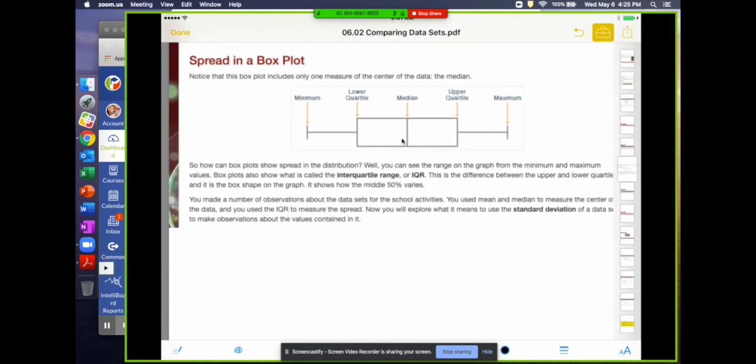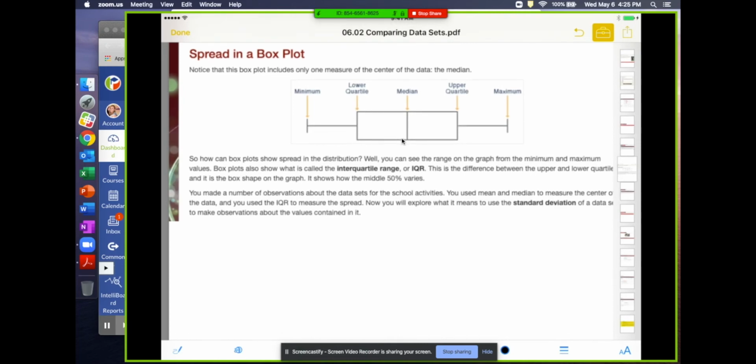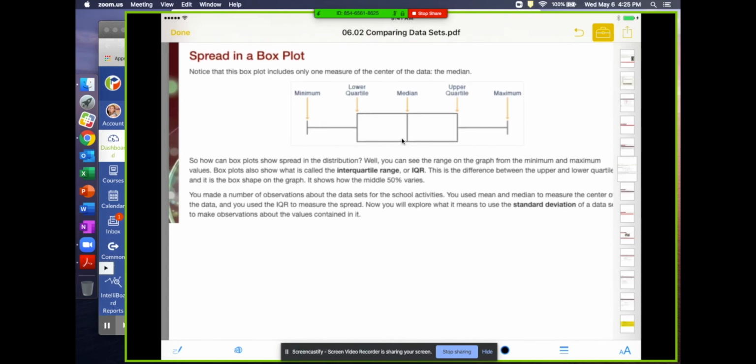Now, when we're talking about spread in a box plot, so how can box plots show spread in distribution? Well, you can see the range on the graph for minimum and maximum values. Box plots also show what is called the interquartile range, or IQR, and we talked about that a little bit earlier. This is the difference between the upper and lower quartile, and it is the box shape on the graph. So you'll see here, Q1 to Q3, that distance or that amount in the middle is the IQR. It shows how the middle 50% varies.